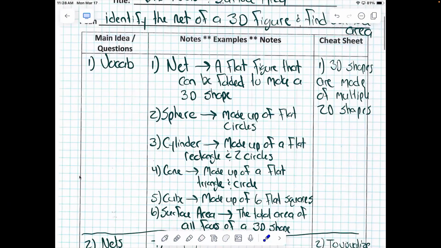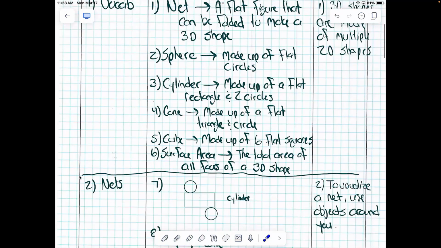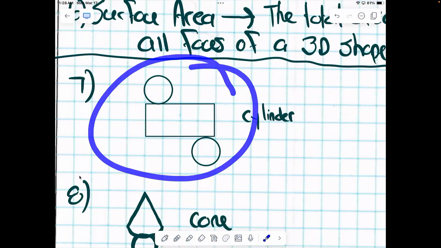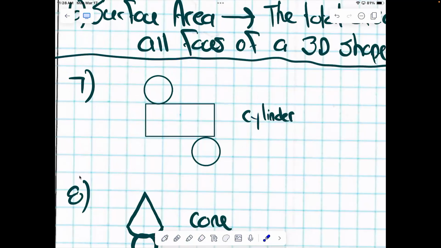Yeah. All right, I'm going to skip sphere, cylinder, cone, and cube. I'm going to skip surface area and come back to it. Talk about a flattened 3D shape. This is a cylinder that has been flattened, yes? Yes. Think of your water bottle. This is the top, this is the bottom circle, yes?